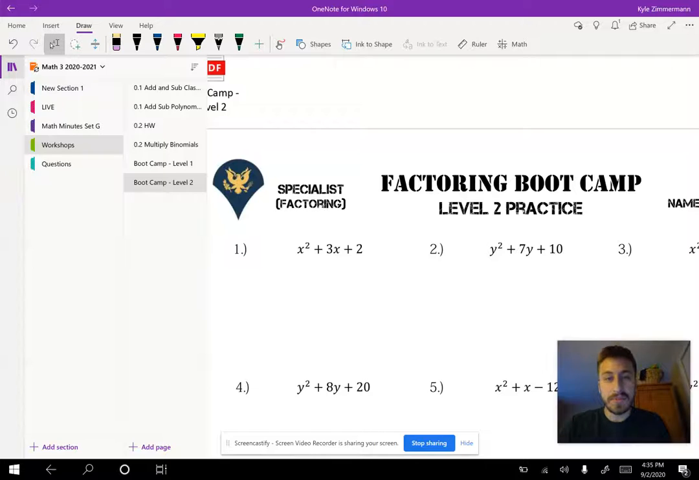Hi team, it's Mr. Zimmerman, and today we're going to look at level 2 factoring, and essentially I'm going to be using the area model to factor all of these trinomials back into two binomials. Let's go ahead and dive in.